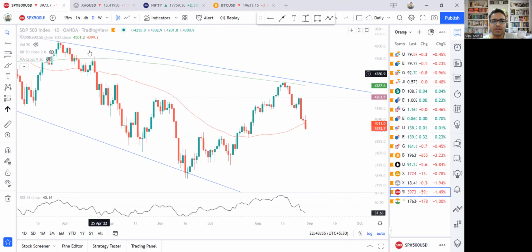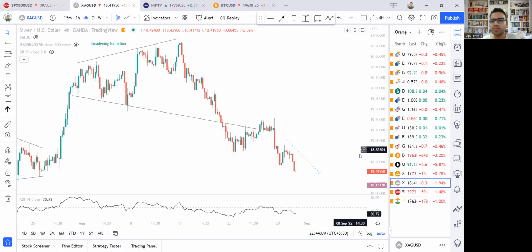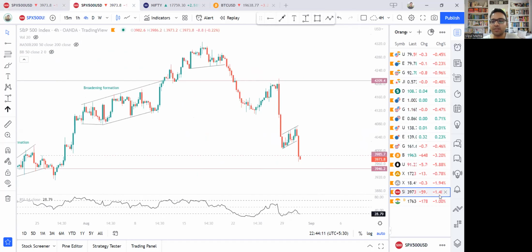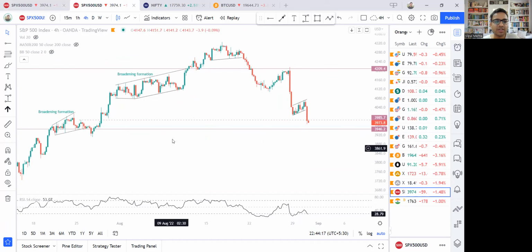S&P 500, total rejection. This was Friday's Jackson Hole. This was yesterday, and today again another fall. While Nifty and everything else in the Indian market went up 2-3%, S&P is already down 1.5%. So crazy stuff happening. The global markets are falling, the Indian markets are rising.